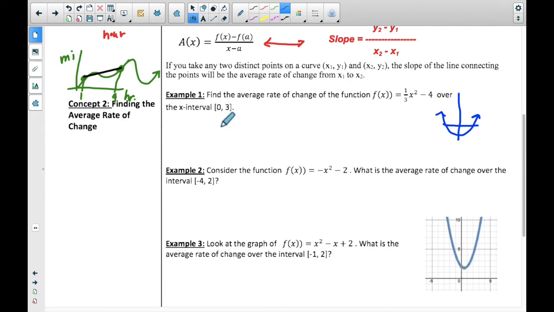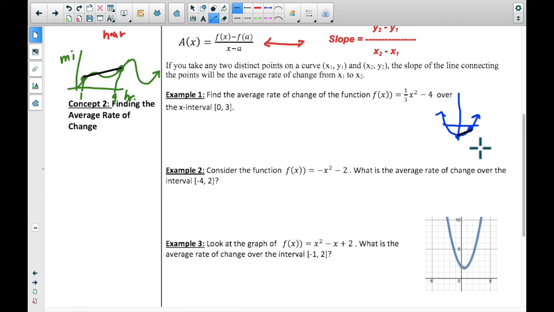Okay, for example number 1, find the average rate of change of this function over the x interval from 0 to 3. Let's talk about intervals. We've been using interval notation all year long. This means from 0 to 3, it includes the 0 and it includes the 3. I just drew a really basic graph, but let's say this is your graph. These are supposed to be our x values. From 0 to 3, now I don't know where 3 is because I just made this a random graph, but from there to there, what is the average rate of change?